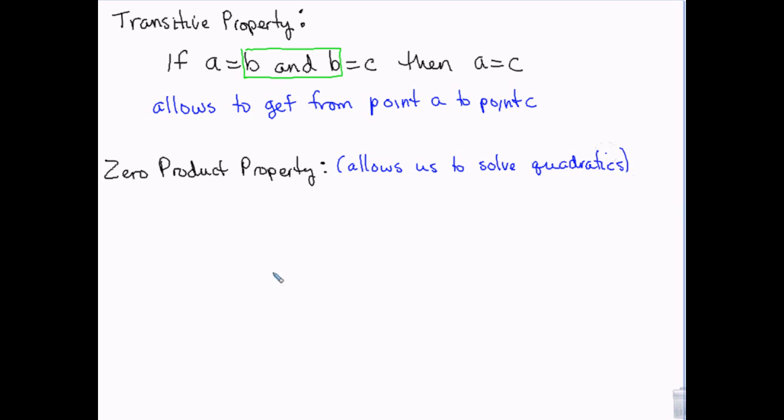The zero product property allows us to solve quadratics, should they ever come up. And that says if A times B is 0, then A equals 0 or B equals 0.